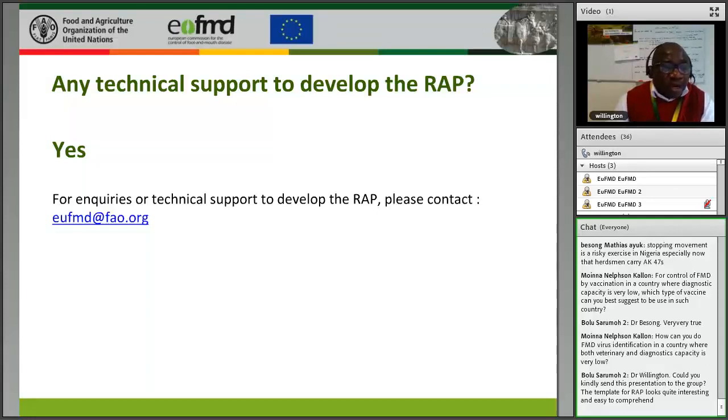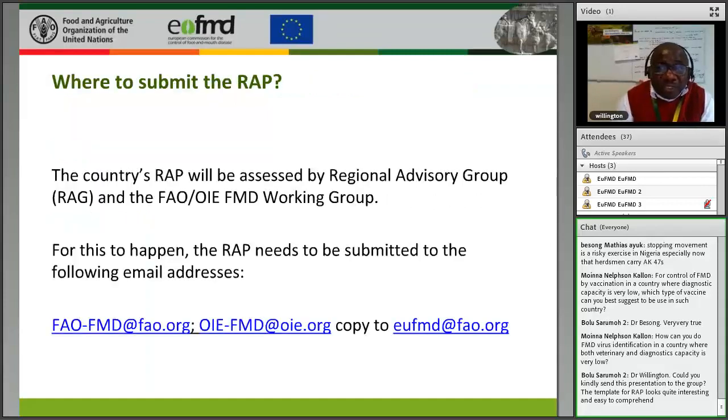And in this case, the country is not alone. You work with partners. So if you need any technical support to develop the risk assessment plan, you people are part of the team that you're working with in the various countries. A risk assessment plan, like I said, is a very, very important document that can help the country to move from stage 0 to stage 1. So if you need assistance on the development of a risk assessment plan for your country, you can address a mail to eufmd@fao.org, because we have a pool of experts that can give your country a hand.